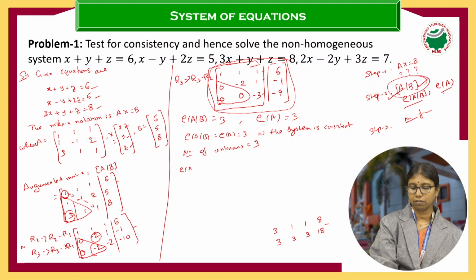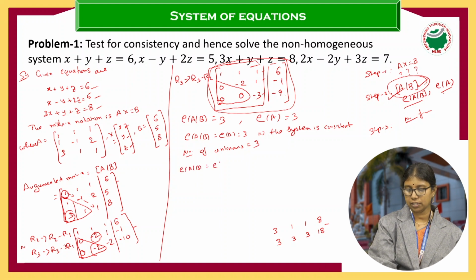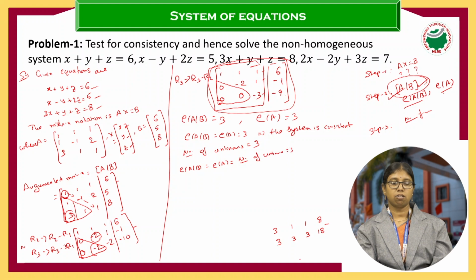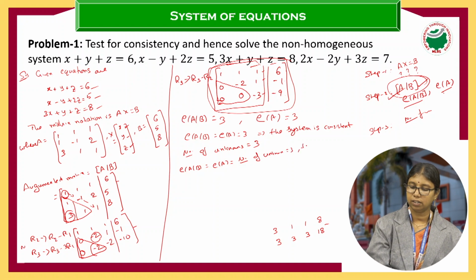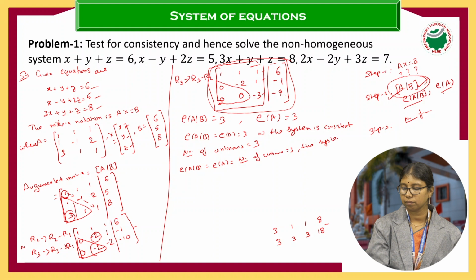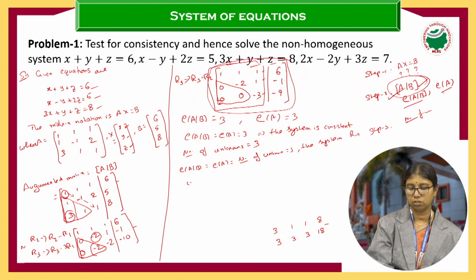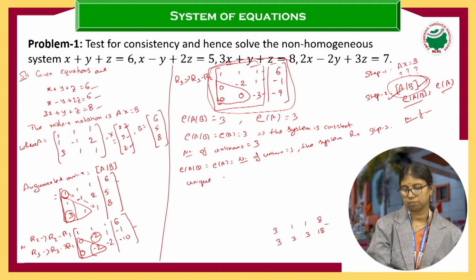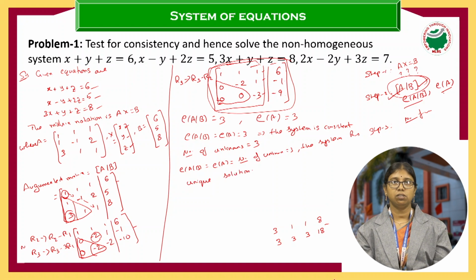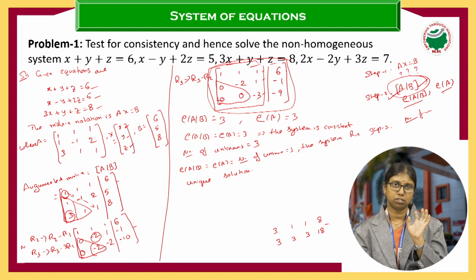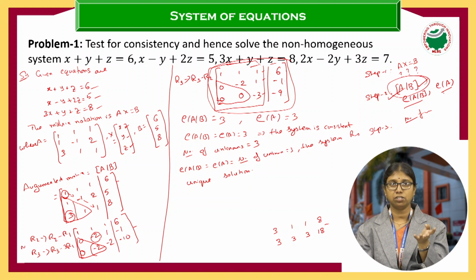Then compare the rank value. Rank of A given B is 3. Rank of A is 3. And the number of unknowns is also 3. Since all these 3 are equal, the system has a unique solution. So if it has a unique solution, how can we find the solution? First you have to give justification whether it has a unique solution or infinite solutions. Here we got a unique solution.